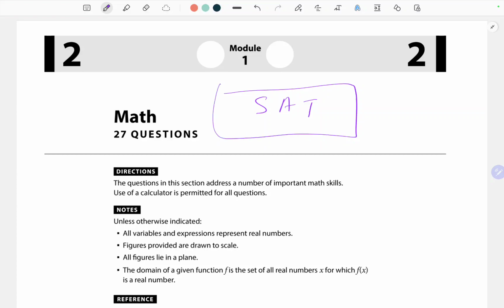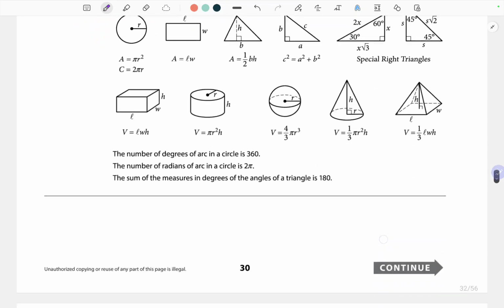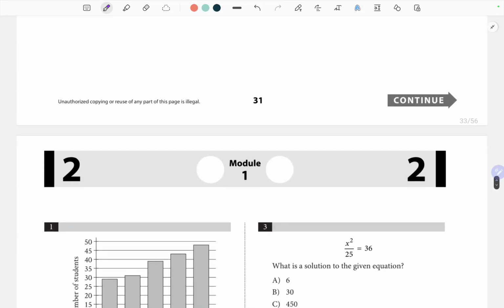This is a practice paper based on a digital platform, released by College Board. This is module 1 of mathematics, which contains 27 questions. The important thing to note is that in the previous papers there were two sections, one without a calculator and one with a calculator, but here you can use a calculator for all questions. Okay, so let's get started with question number 1.